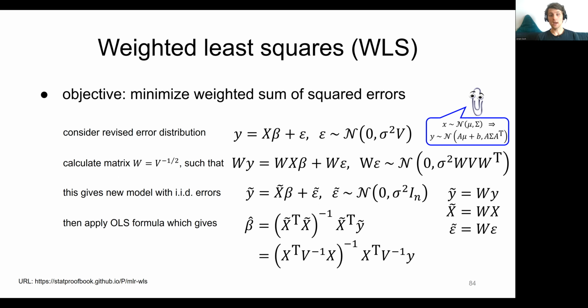So if we apply the ordinary least squares formula, because we now have a model with IID errors, it obviously uses the whitened matrix and signal, X tilde and Y tilde. And if we work out all these equations, we can see that the result is very similar to the ordinary least squares equation, just that the weighted least squares equation has an additional inverse of V term inside the formula.